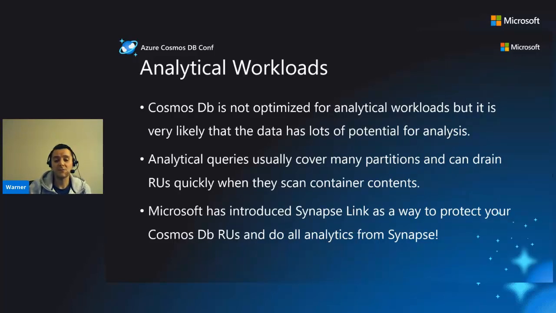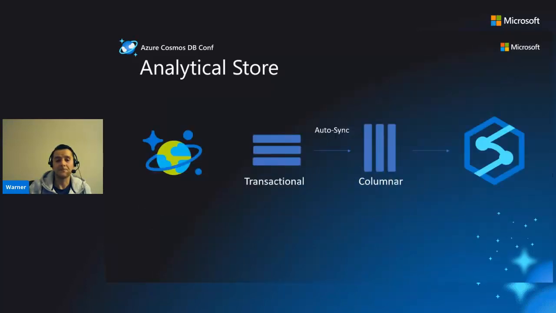Microsoft has introduced something really cool called Synapse Link. And this is a way that basically protects your Cosmos DB RUs by doing all your analytics from Synapse Analytics. So this is very, very cool because all the compute is spent on the Synapse side and does not impact your Cosmos DB RUs at all.